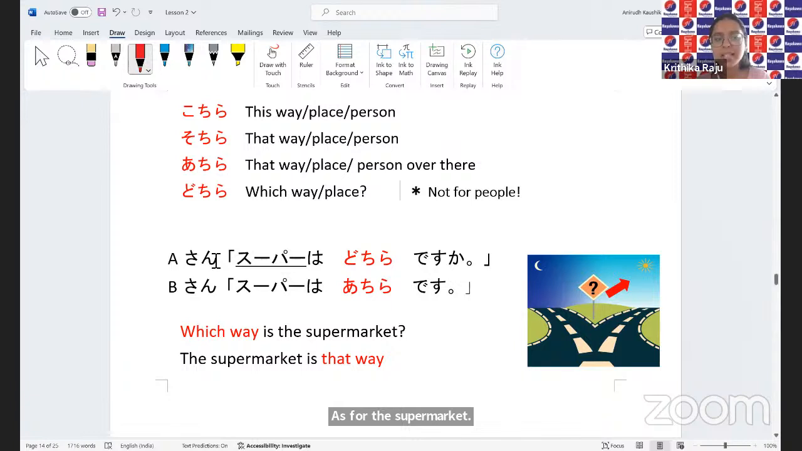So A-san is asking that question. What is the word for supermarket? It's a katakana word, Supa, a borrowed word. Super. Super wa. As for the supermarket, super wa. What is the question word? Which way?